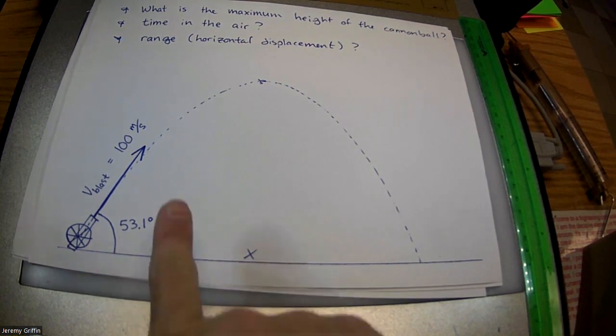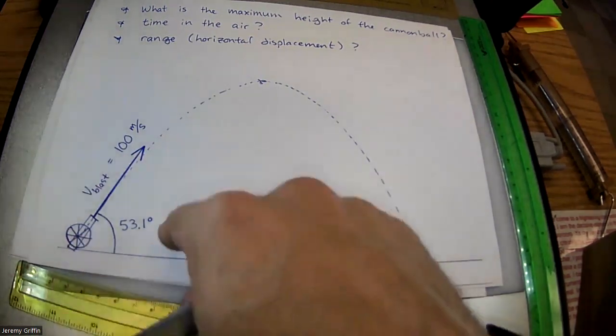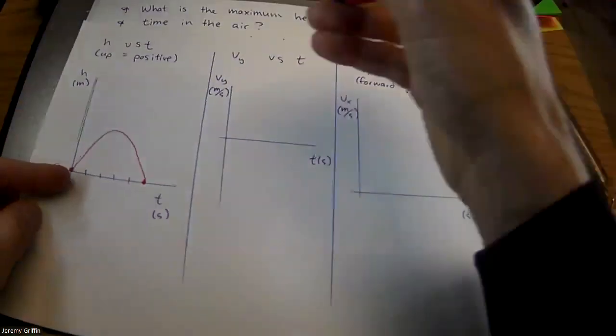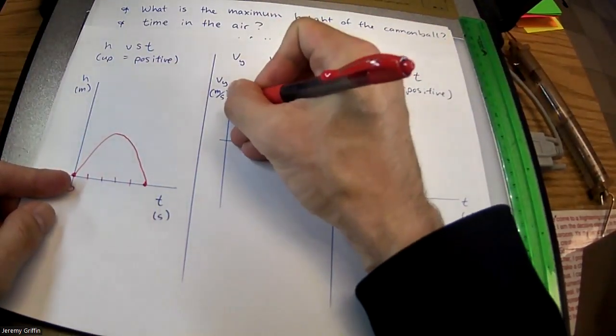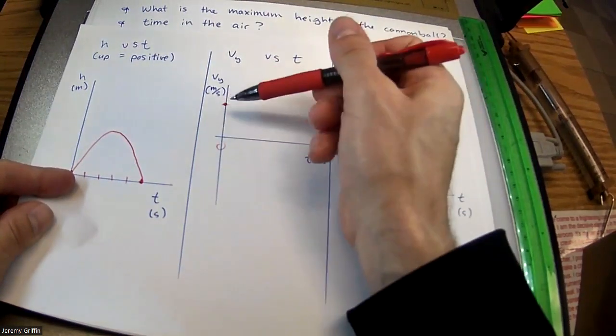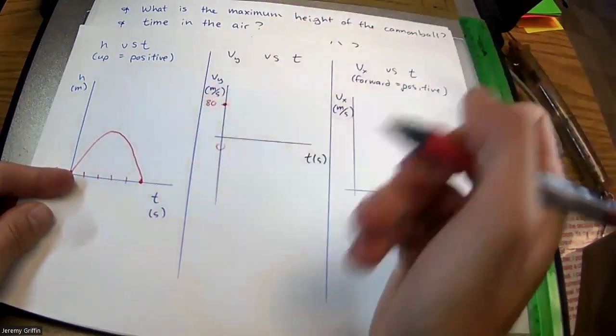Isn't it going 80 meters per second strictly upward? Because that's 100 times sine of 53 degrees, right? Okay, so I could throw like 80 meters per second up here and say at time 0, it's leaving at 80 meters per second. Right, like 80 meters per second.